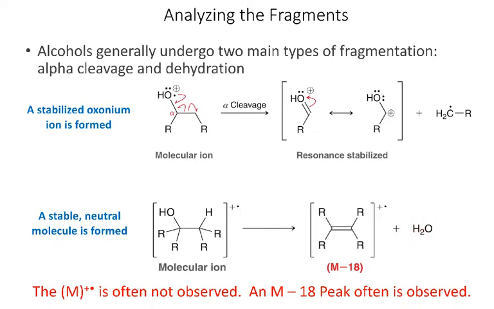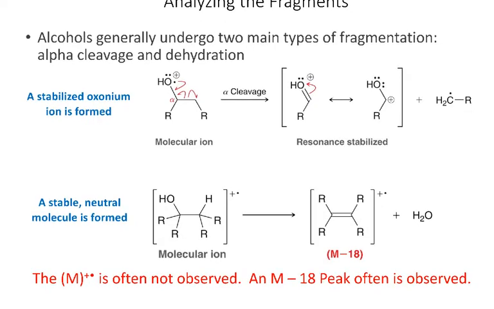And so very often in the case of alcohols, we don't see the molecular ion peak. Instead we see the products that result from this alpha cleavage and from pulling off a water molecule. I know this may seem a little bit complicated. I have an example of this in the next video where we look at the products that would form from the fragmentation of an alcohol.